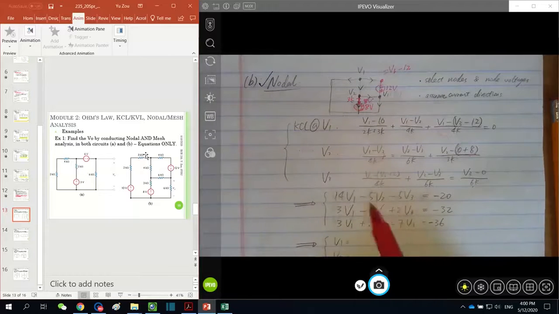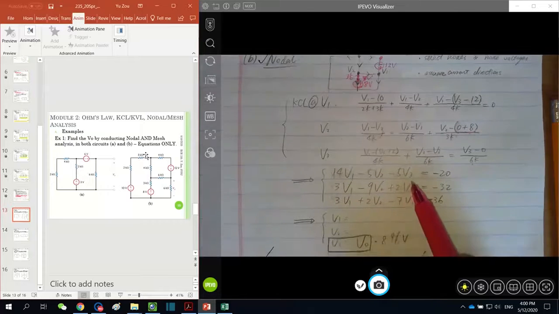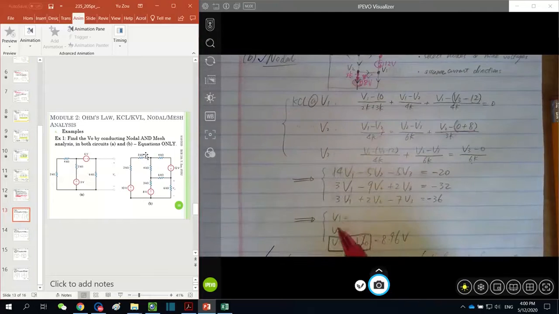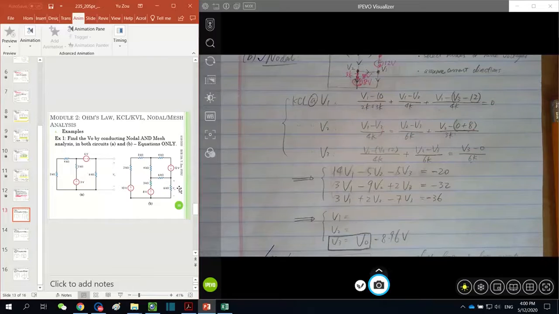Some algebra down here might not be required in the exam, so be careful. And then you get the node voltages V1 through V3. Now is the time again to focus on what is really asked for. If you go back to the circuit, V0 you're looking for is nothing but the node 3 voltage, V3, from this node to the ground. So V3 equals V0, which eventually equals 8.96 volts. This is using nodal analysis to conduct the circuit analysis.